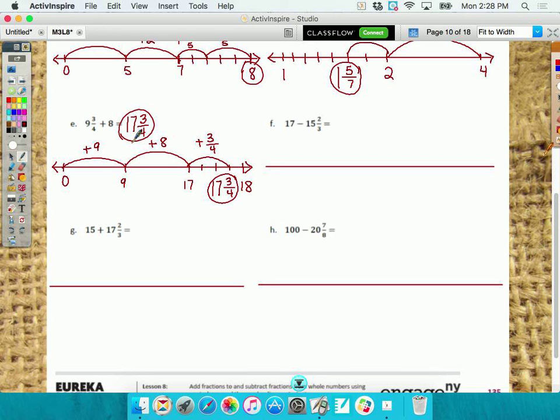Okay, take a look at F. Haley, what's my starting point here? 17, because it's the big dog for now. So we come up with a better word. And what am I subtracting first? 15. So minus 15. And minus 15 takes me to what whole number? 17 minus 15.